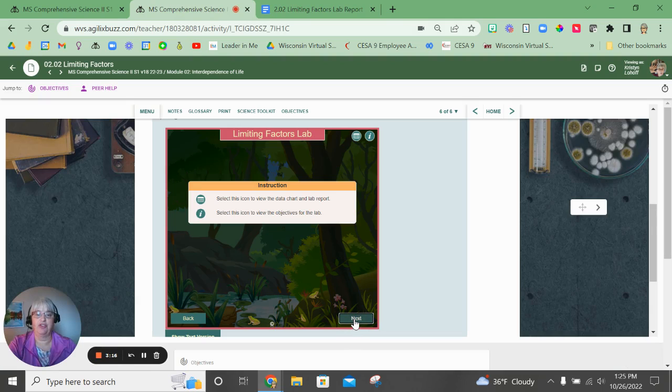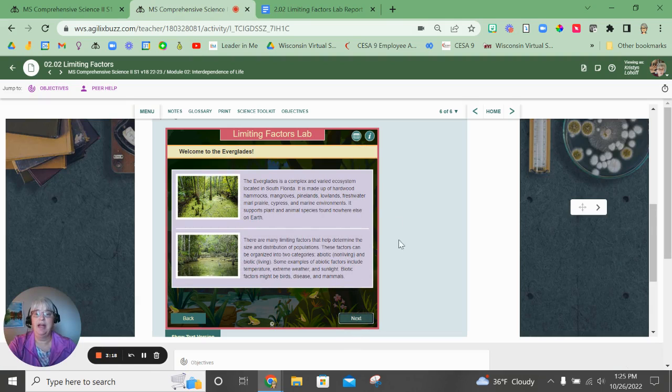All right, here are some instructions on how to use the simulator, and then they're going to welcome us to the Everglades. The Everglades is a complex and varied ecosystem or environment located in South Florida. It is made up of hardwood hammocks, mangroves, pinelands, lowlands, freshwater, marl prairie, cypress, and marine environments. It supports plant and animal species found nowhere else on Earth. There are many limiting factors that help determine the size and distribution of populations.